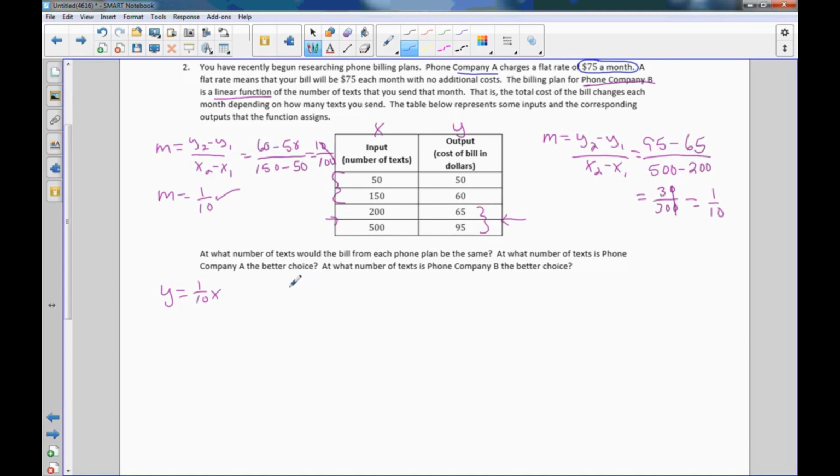Okay, and my other equation is y equals 75, because it's a constant. The cost of my bill is always 75. If I graphed it, that'd be a horizontal line at y equals 75. So now I know that if two things equal the same y, 1/10 x equals y and 75 equals y, they're equal to each other. So I'd say 1 over 10 x equals 75. If I multiply both sides by 10, these cancel, and I get x equals 750.